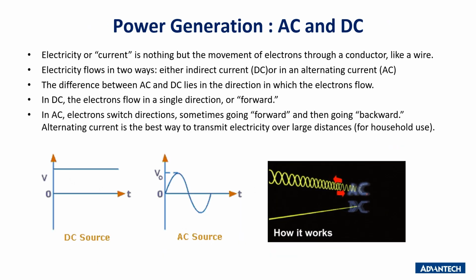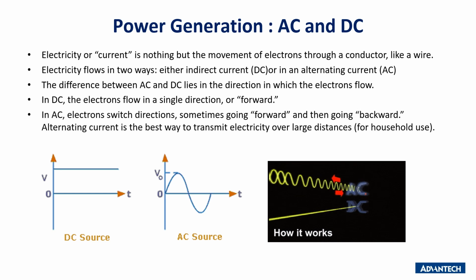Now, we will give a general concept of electricity. Electricity is nothing but the movement of electrons through a conductor, like a wire. In the picture below you can see how electricity flows in 2 ways, either in direct current, DC, or in alternating current, AC. The difference between AC and DC lies in the direction in which the electrons flow. In DC, the electrons flow in a single direction, or forward. In AC, electrons switch directions, sometimes going forward and then going backward.